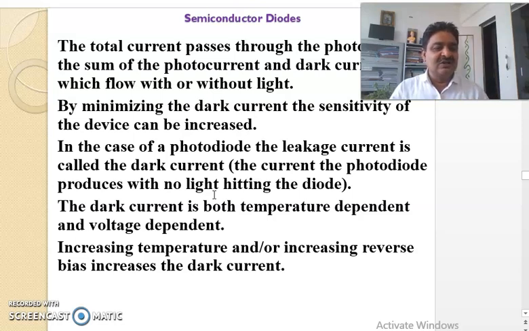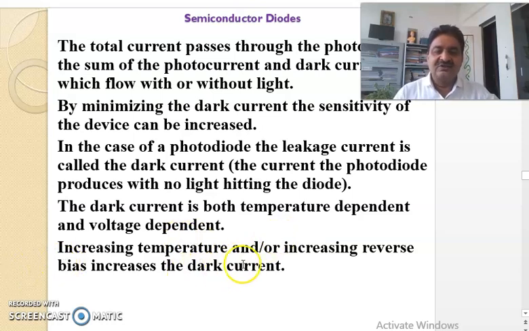Increasing temperature or increasing the reverse bias increases the dark current. Remember, increasing temperature or increasing reverse bias voltage, the dark current will increase. So, in order to reduce the dark current, one should not increase the temperature, and one should not increase the reverse bias voltage. So, this is the point.